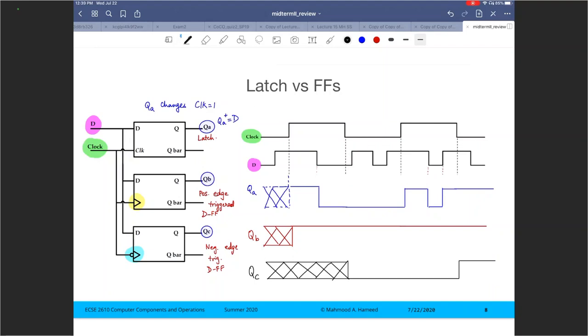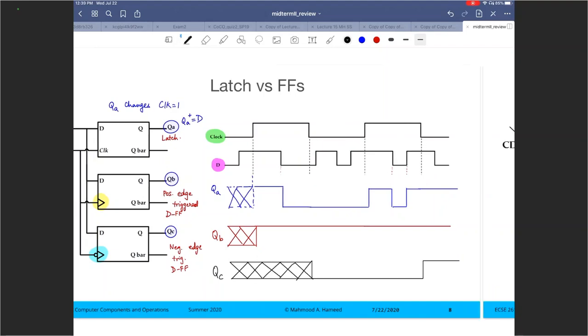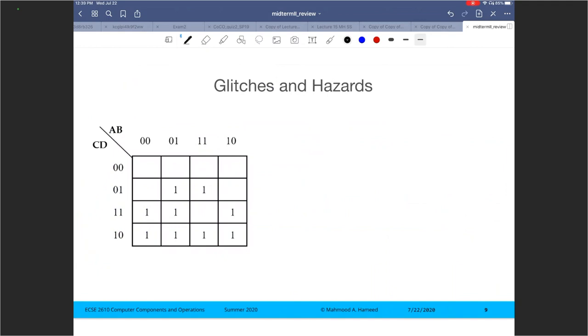Let us move on and take a look at this. So this is a question about glitches and hazards. I'm going to assume that we are going for an SOP form of synthesis, which means that I'm combining the ones in the K-map. There are 4 inputs, A, B, C, and D. Let us say the output is F.